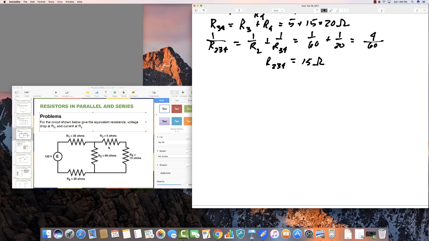The next step, now we've reduced all of this to one resistance, which is in series with these other two. So RE now is going to be the sum of R1 plus R234 plus R5, which is going to equal 25 plus 15 plus 20, or 60. So the equivalent resistance is 60 ohms.